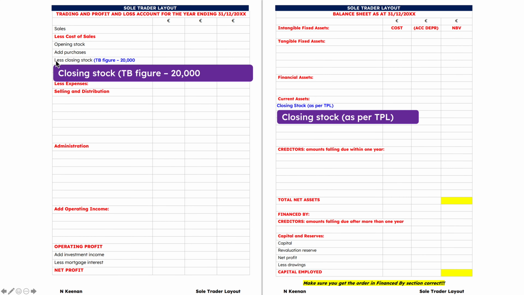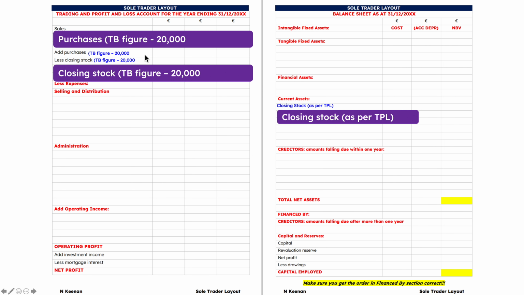So this is how that would look. Closing stock in the trading account minus 20,000, and closing stock as per the TPL in the balance sheet. Purchases minus 20,000 and creditors minus 20,000.